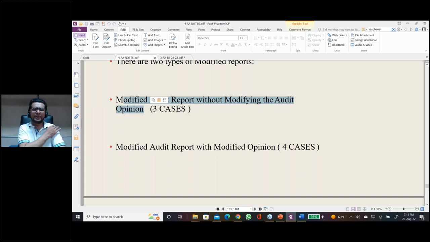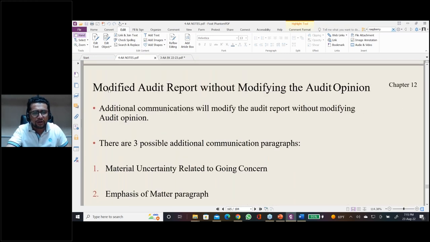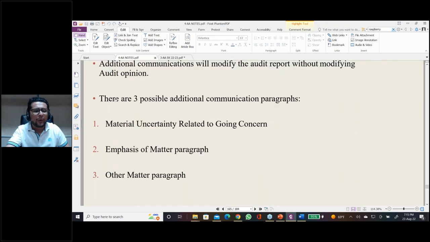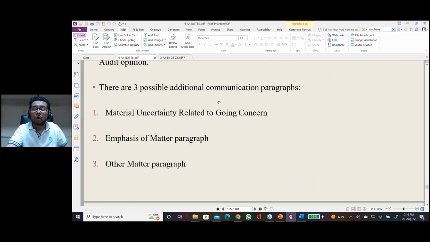Well, how is that possible? Yes, it is possible with respect to three possible cases. Modified audit report, without modifying the audit opinion, what are those three cases? Those three cases are if an auditor is going to incorporate additional communication paragraphs within the audit report, it would be considered a modified audit report without having anything to do with the opinion. Now, what are those three additional communication paragraphs?